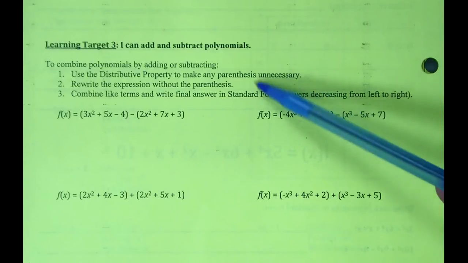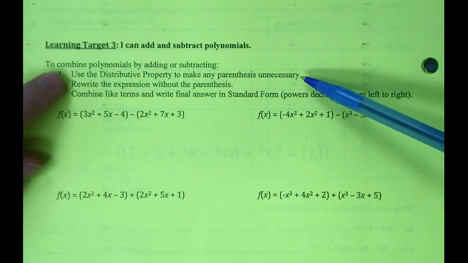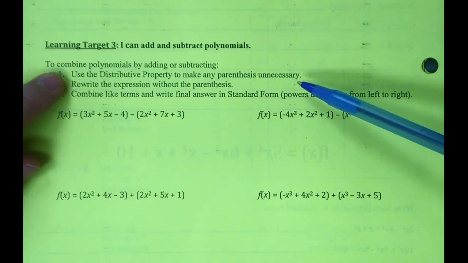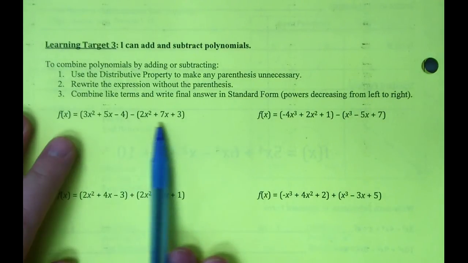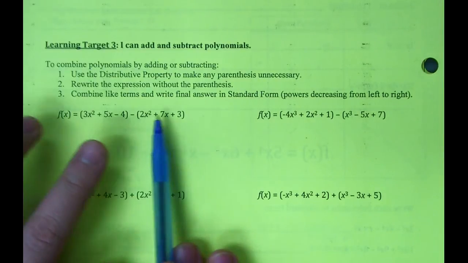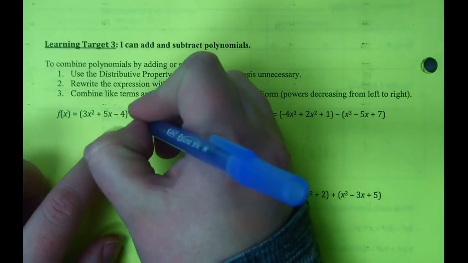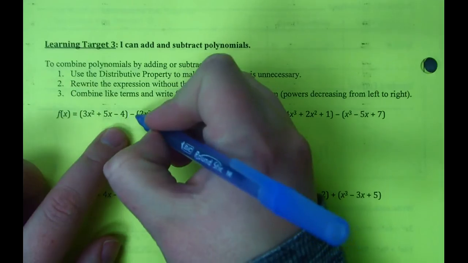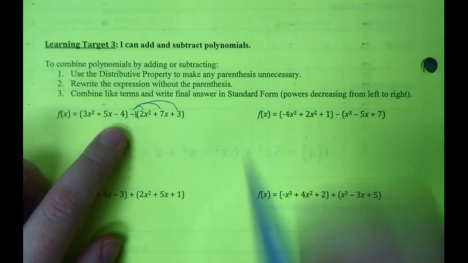There are really 3 steps to doing this, but a lot of times you can skip the first step. The first step is to use the distributive property to make any parentheses unnecessary. So let's look at this first one here. We have really 2 polynomials, and they're being subtracted. If we're going to make these parentheses unnecessary, we're going to have to distribute this. This is really a negative 1 to all 3 of these terms.